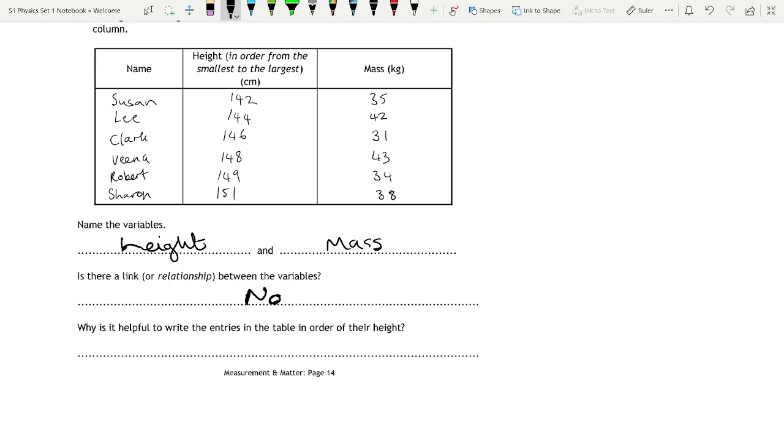Okay. We're just going through the homework now. Okay, I'll just mark the present. Okay. And it says, why is it helpful to write the entries in the table in order of heights?